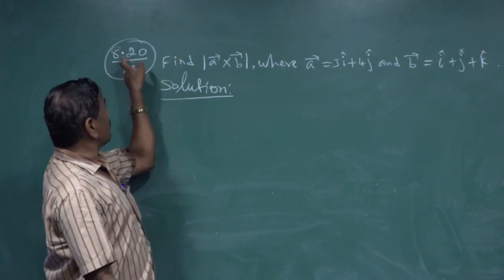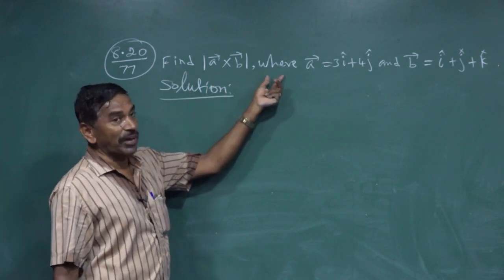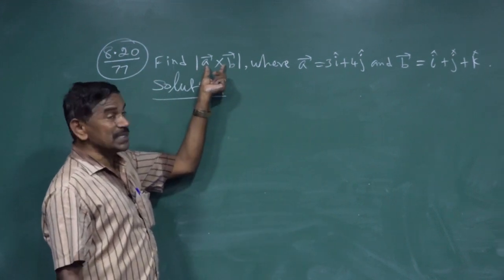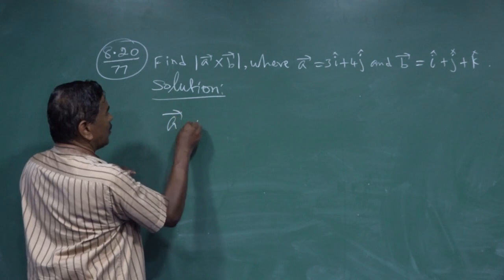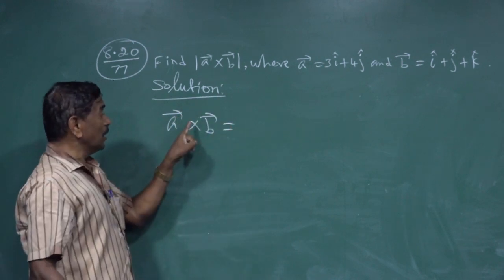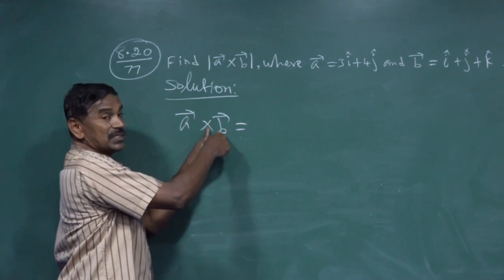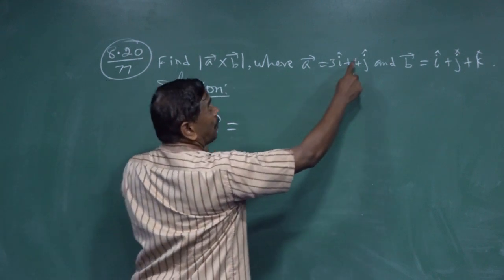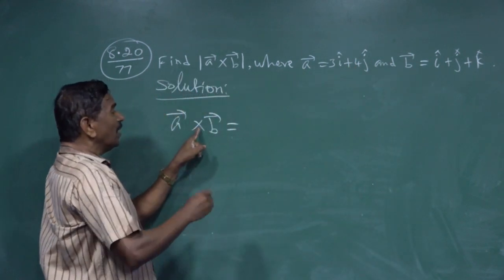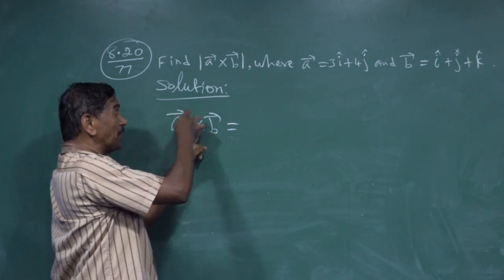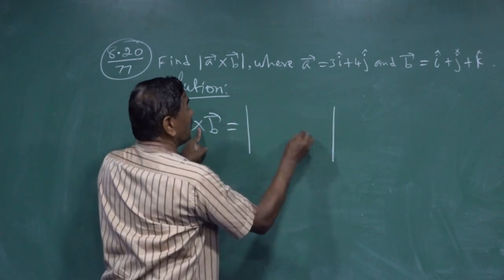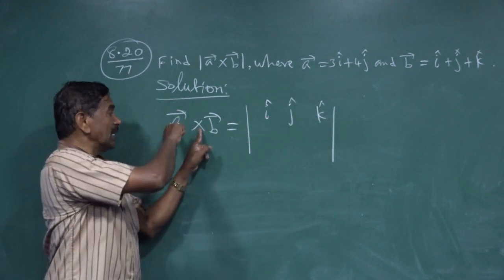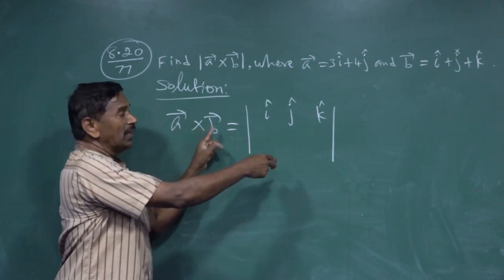Children, listen. Example 20. Find modulus A cross B where A vector and B vector are given. To find this answer, first complete the inside portion, which is A vector cross B vector. If the cross product is defined between two vectors when the components are given, that is i, j, k, then it is equal to the determinant of i, j, k.